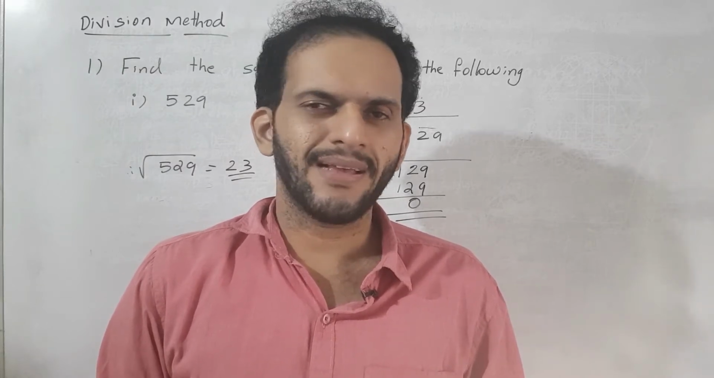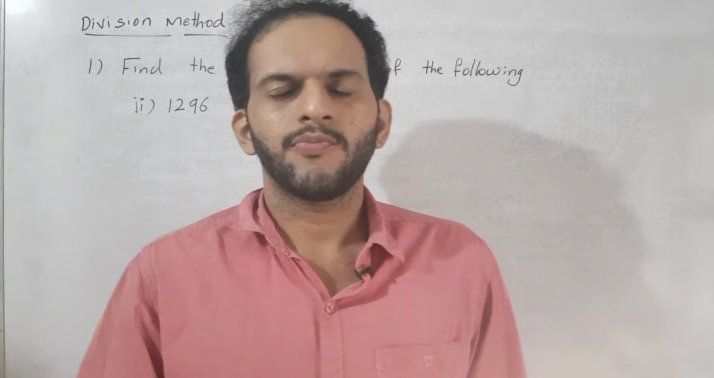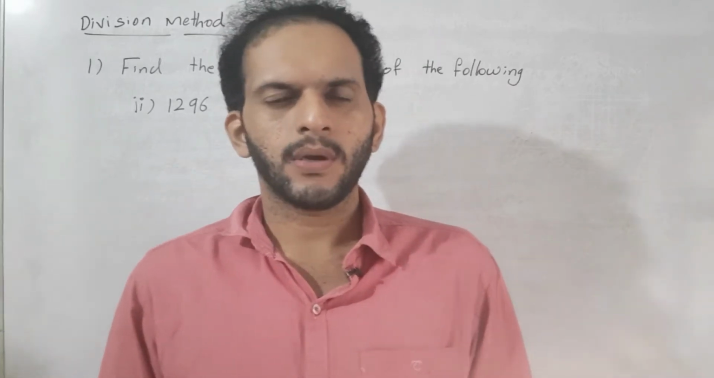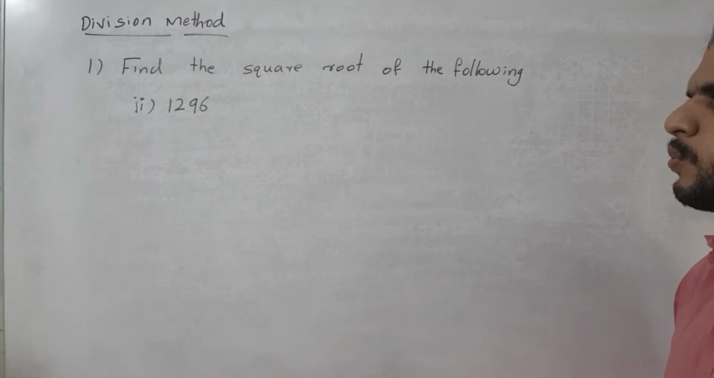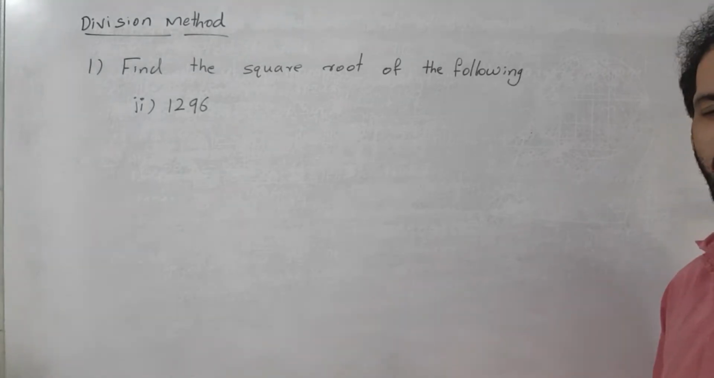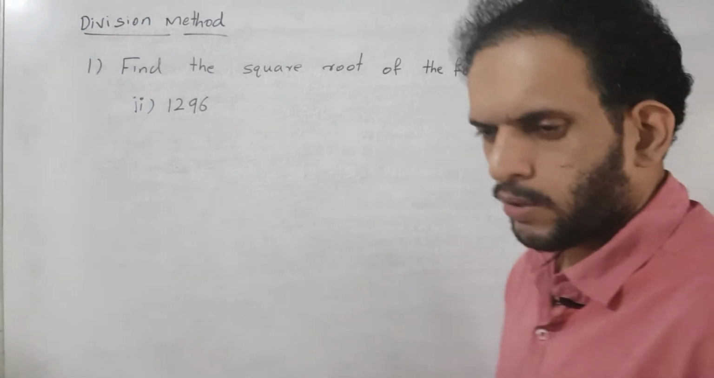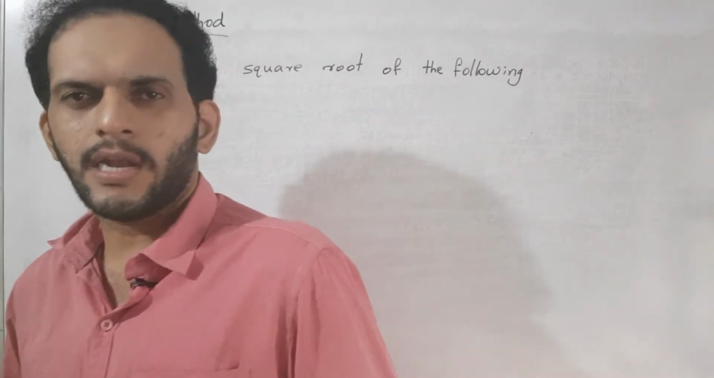So we go to the next example. Next, we are discussing the next example. The question is the same: find the square root. The number is 1296. Okay, here also we are applying the same idea, the division method.